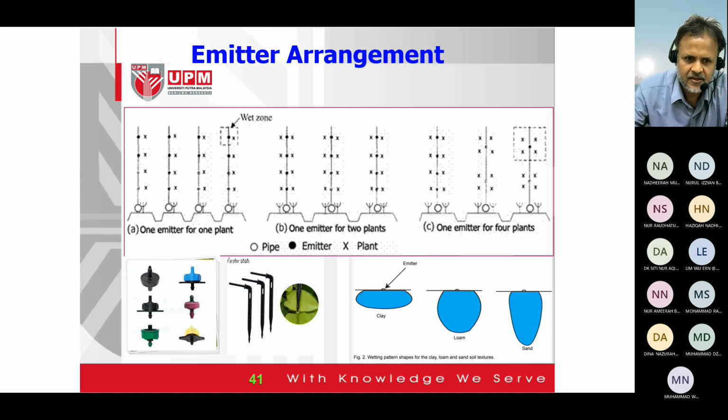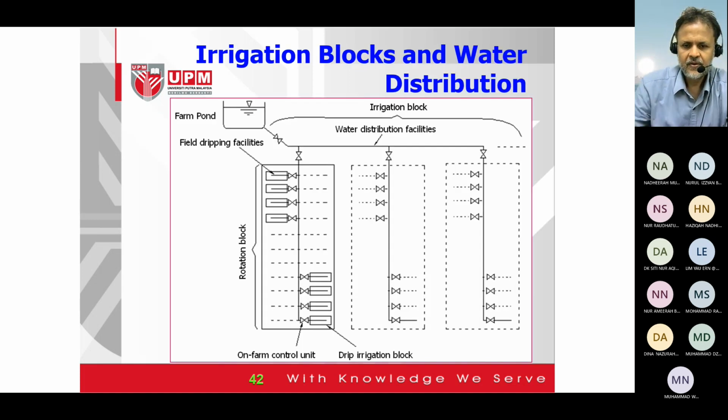Okay, this is the emitter, it looks like a small device like this. You have different types. These are the emitters. Sometimes like this, sometimes tall like this. You have many other things. Look at this one.